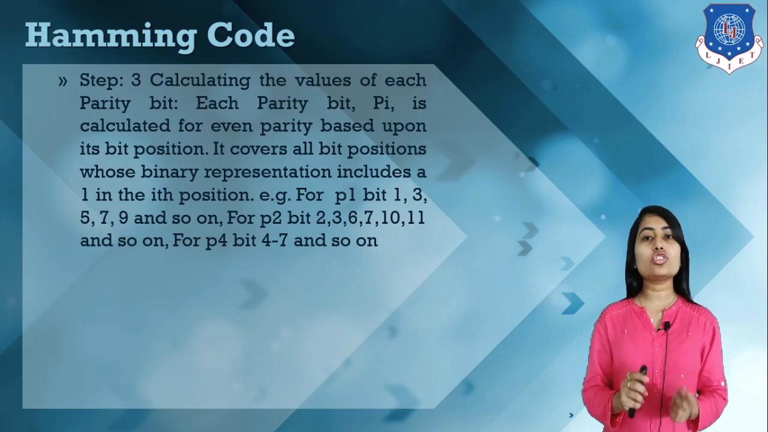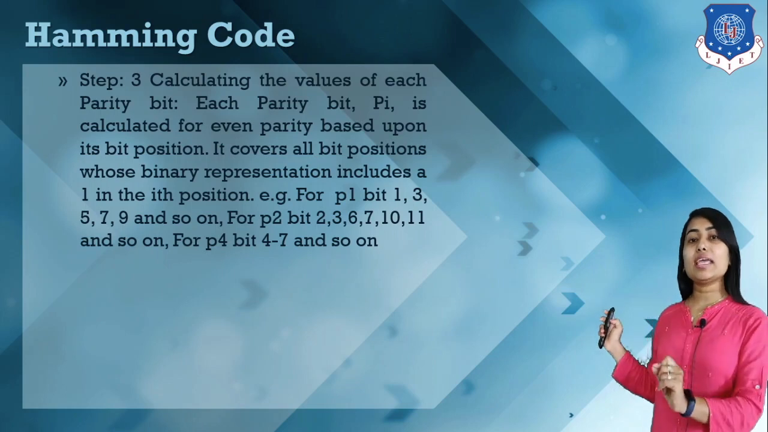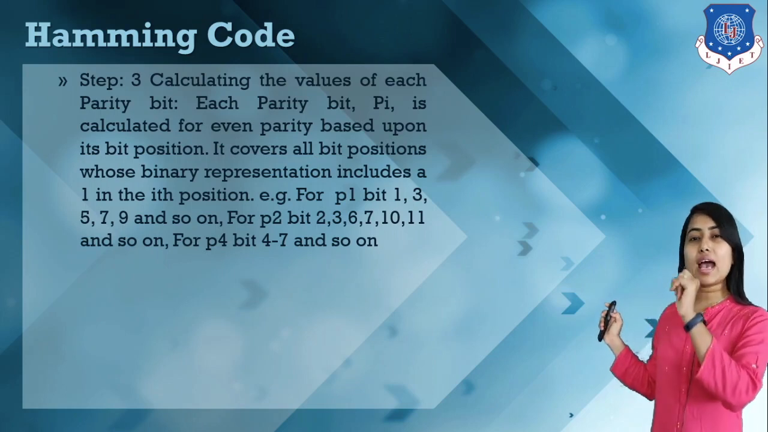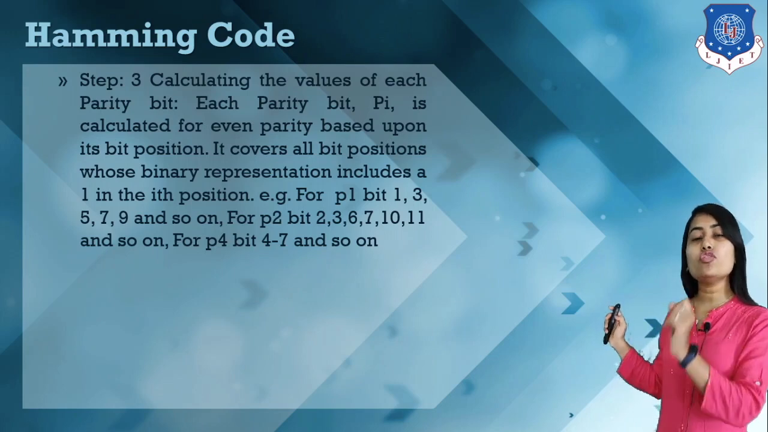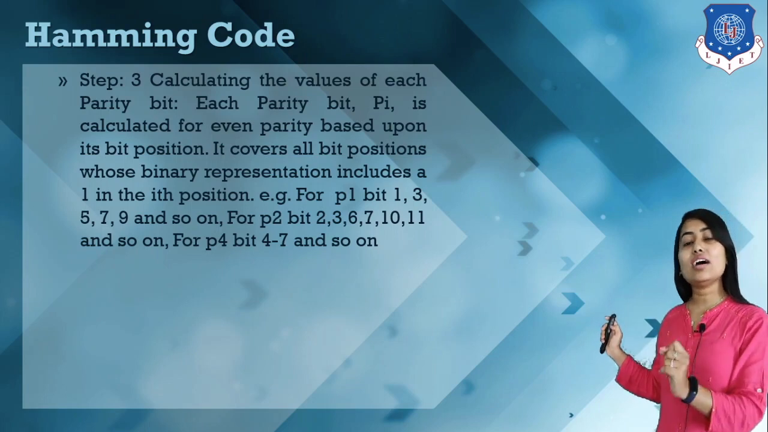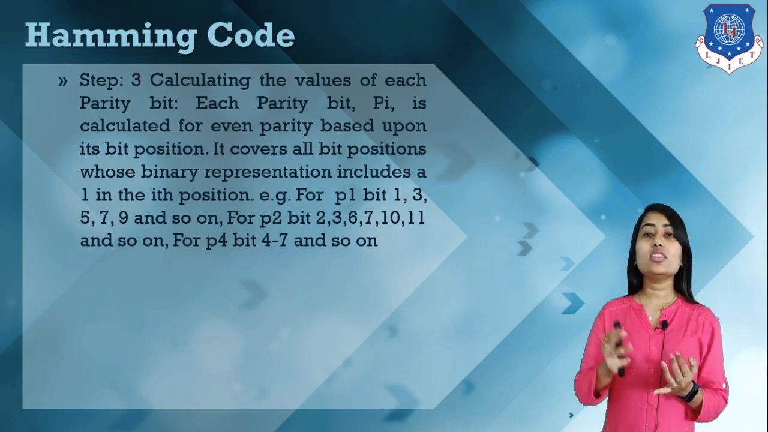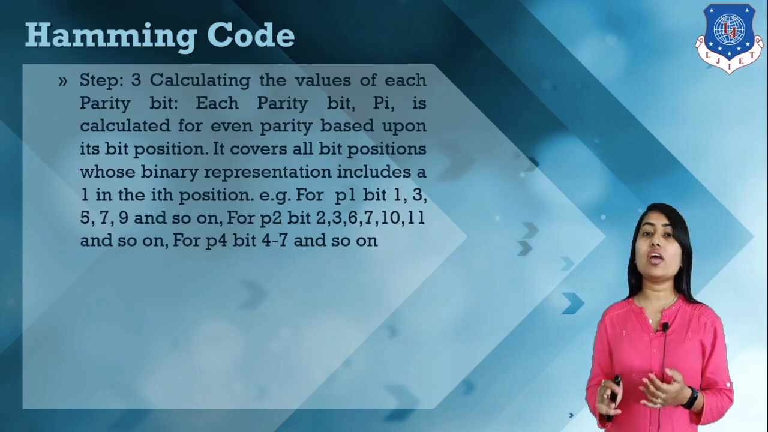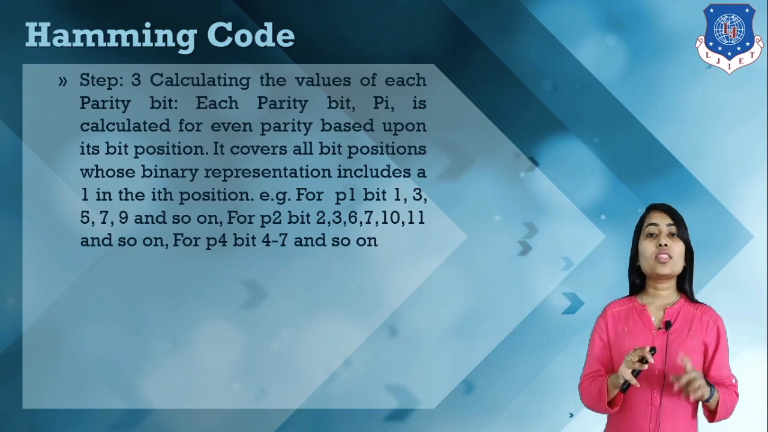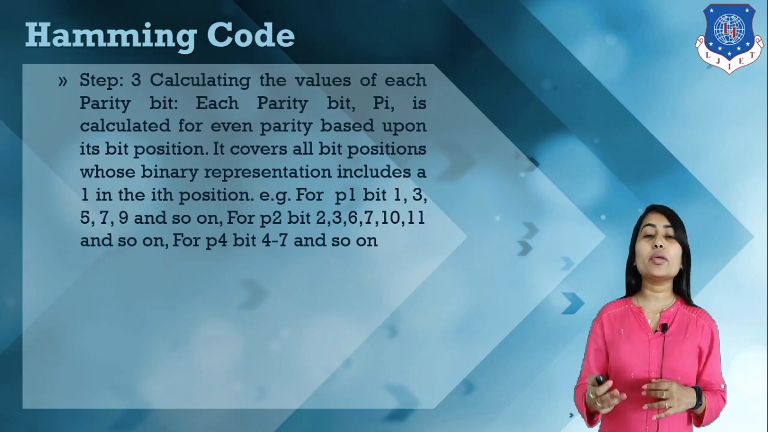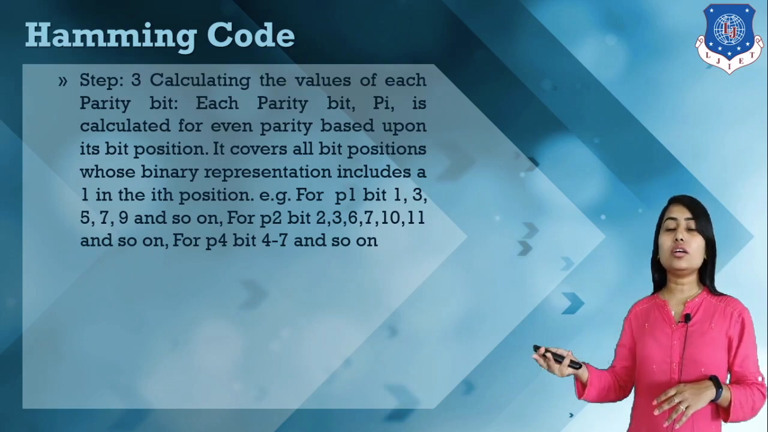Okay, calculate the values of parity bits. So how can we calculate them? For the ith parity bit, it is necessary to check the positions which contain a 1 at the ith bit position. For P1 we have to check the locations 1, 3, 5, 7. Then for P2 we have to check 2, 3, then 6, 7 and so on. And for P4 we have to check locations 4, 5, 6, 7, then the next ones and so on.